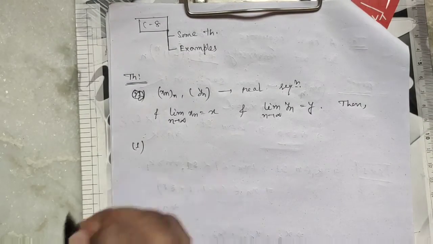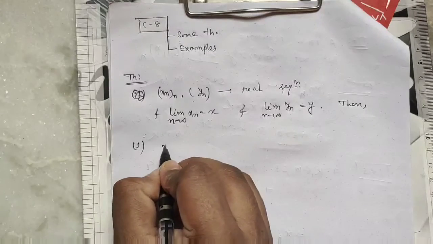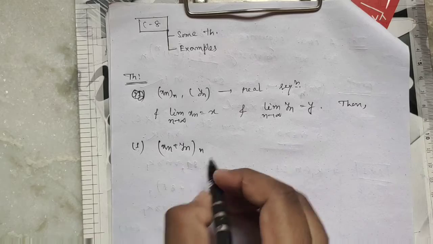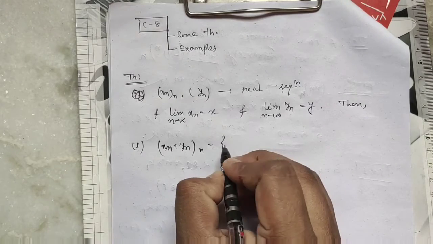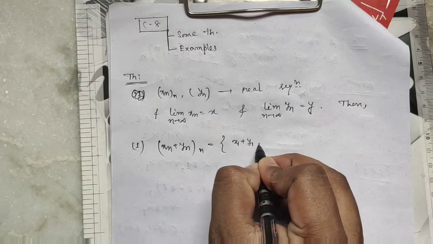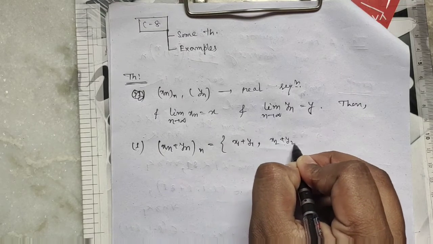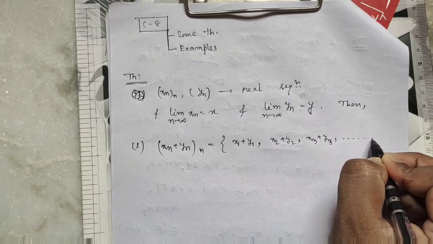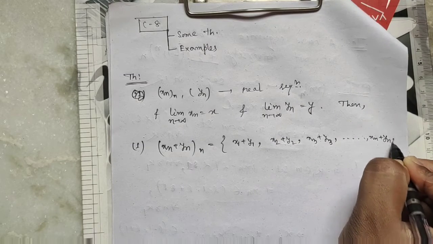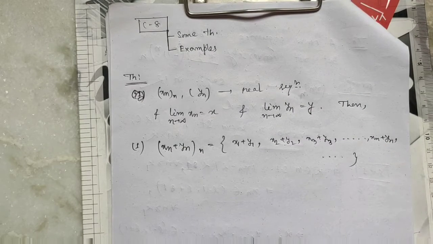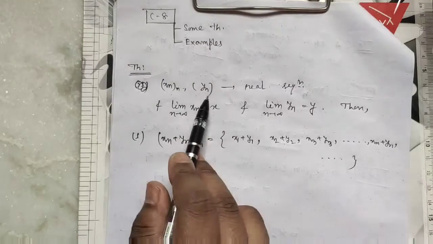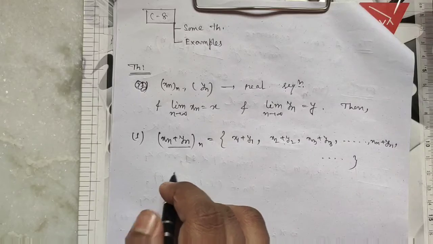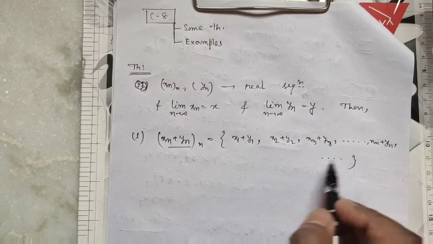Number one, the sequence xn plus yn. What is the sequence? The sequence is x1 plus y1, this is the first term, x2 plus y2 is the second term, x3 plus y3 is the third term, xn plus yn is the nth term, and so on. So if xn and yn are two real sequences, then this is also a real sequence.